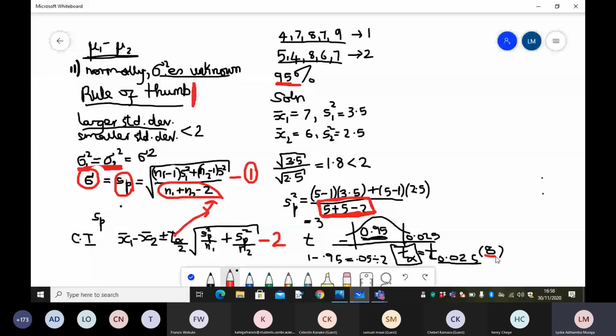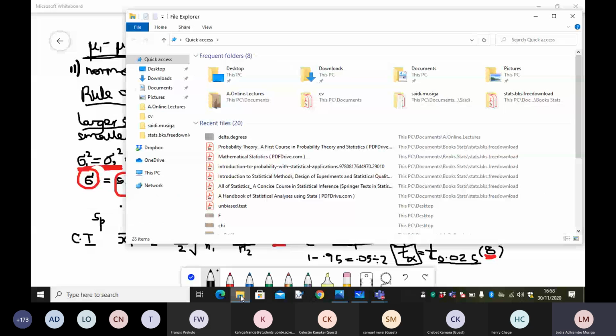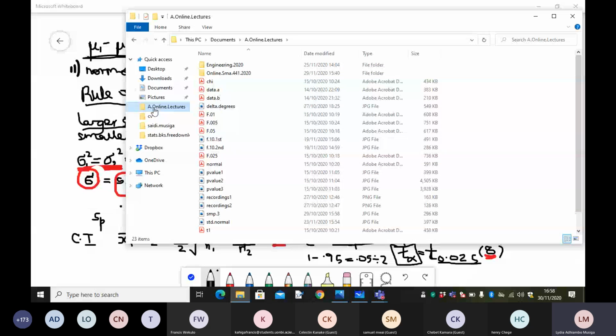So when we go to the tables, we will look for the value which corresponds to T 0.025 with 8 degrees of freedom. And as I always do, I always try to show you that I also know how to read my tables. So I want to open my tables, and I don't want to stop sharing the screen because I don't want the previous problem to come up. So what are we looking for? Yeah, the T tables.